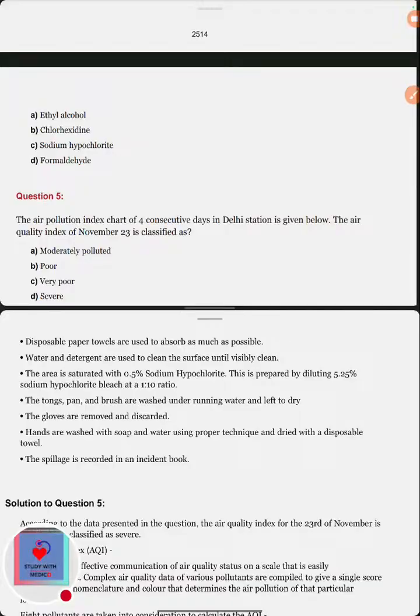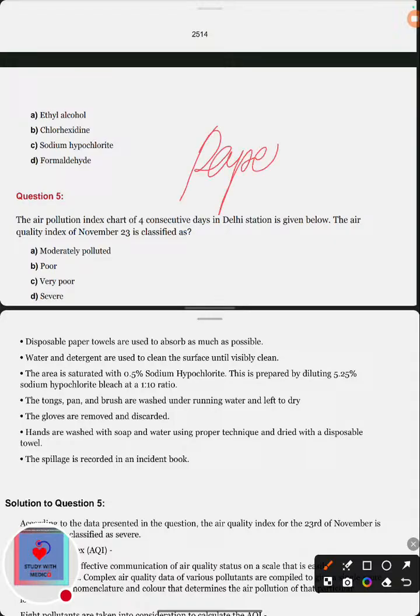Disposable paper towels are used to absorb as much as possible. Okay, you have to put some paper to absorb it: tissue paper, some paper towel.